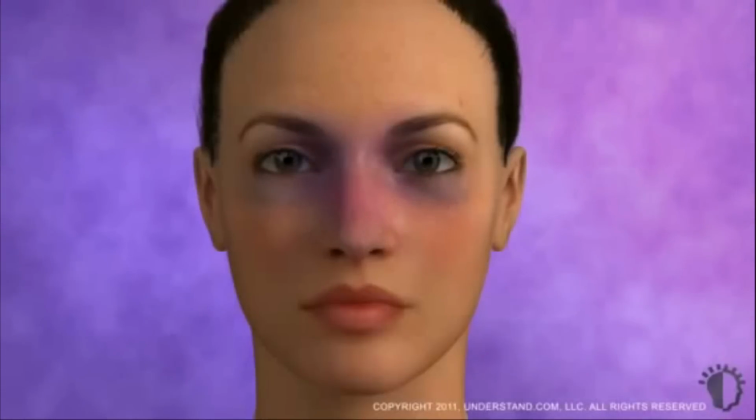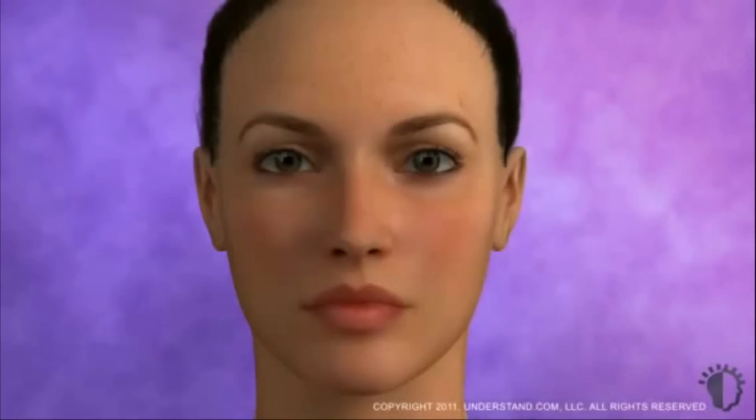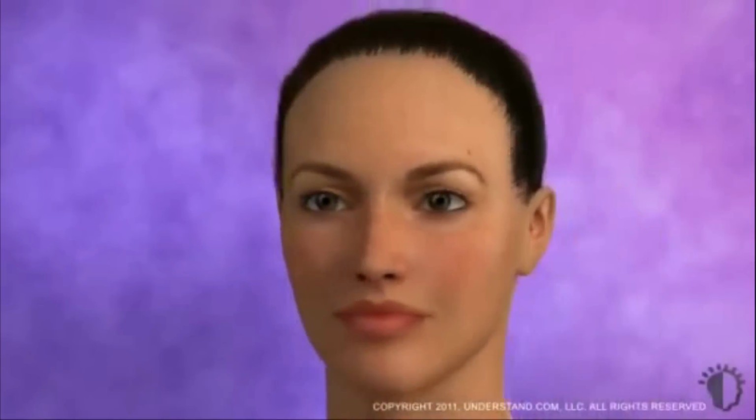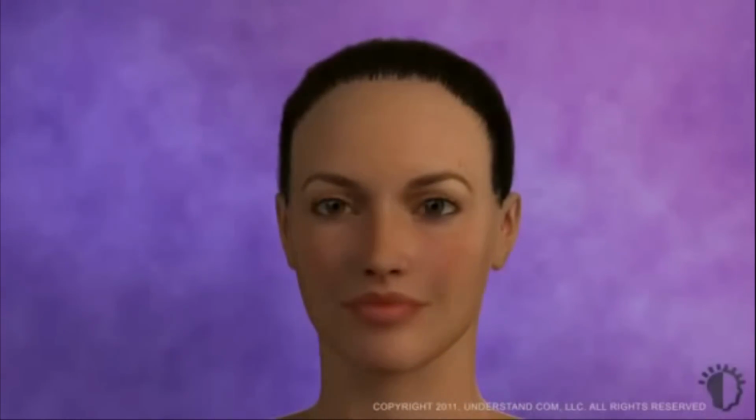Although the majority of the swelling will subside quickly, some minor swelling may persist for a few months, and it may take up to a year before the final results are complete. While nose reshaping procedures are not intended to achieve perfection, adjusting the proportion and profile of your nose can help to significantly enhance your self-confidence.